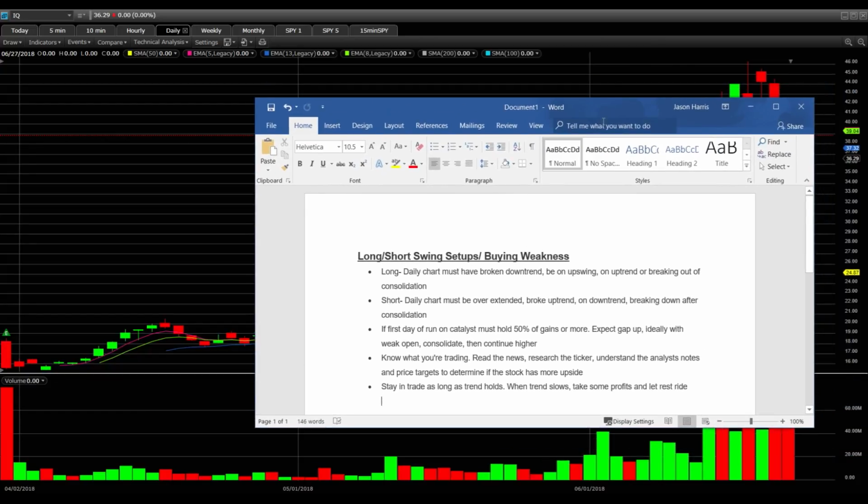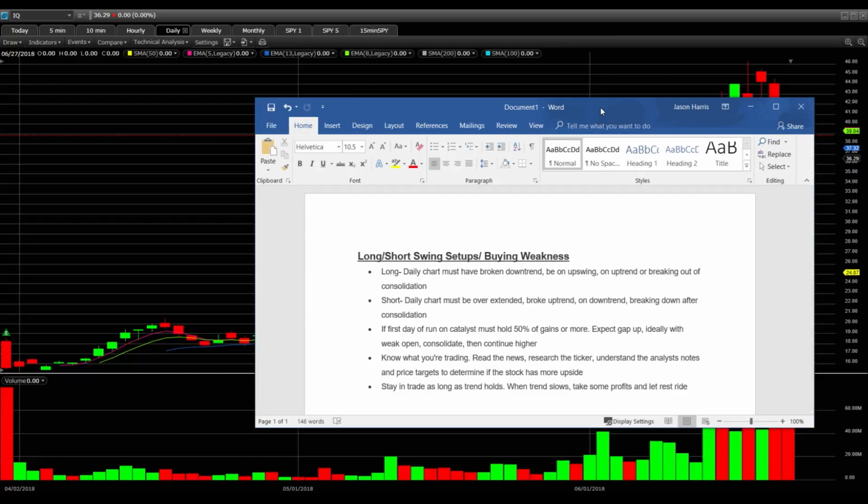Here are some of the notes, some of the things we'll be covering. But for a long swing, or even if it's a day or a week or a month, you want the daily chart to be in an uptrend, out of a downtrend, and on some sort of upswing or about to break out. And maybe it's even already in a consolidation phase.